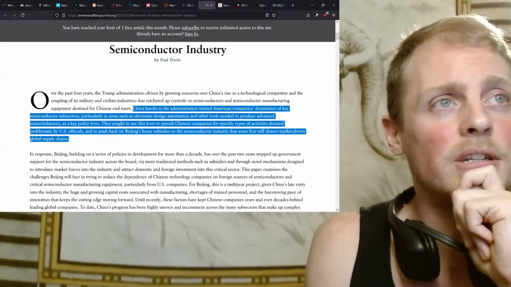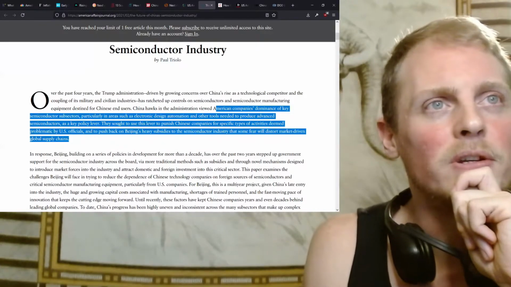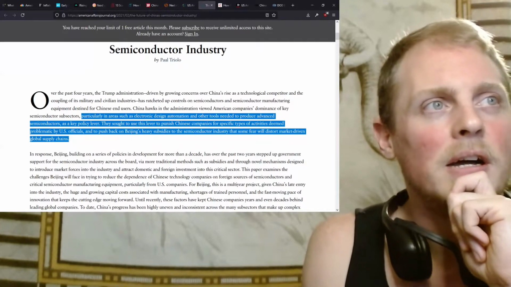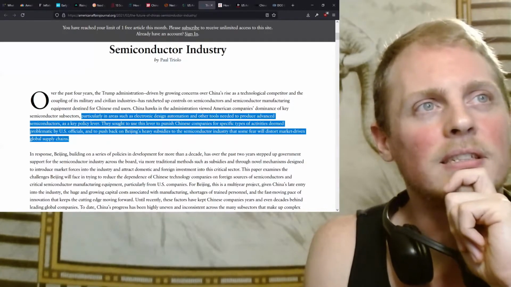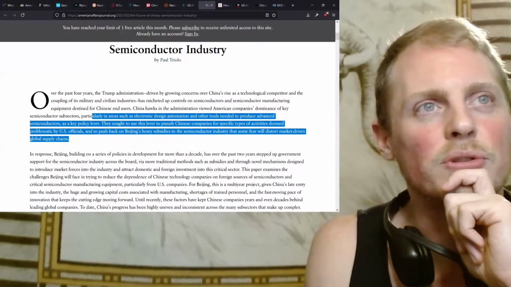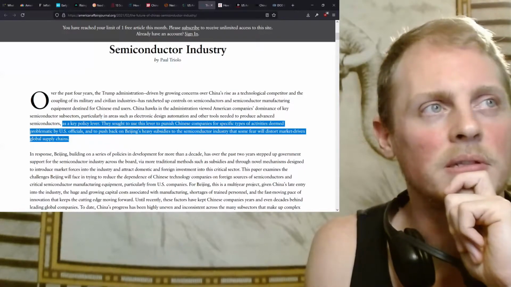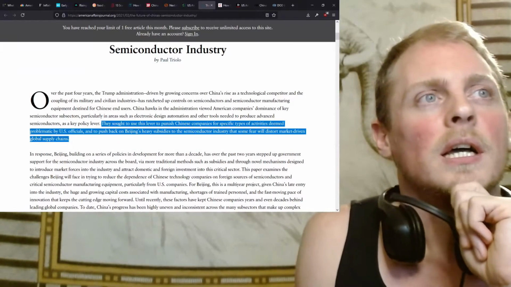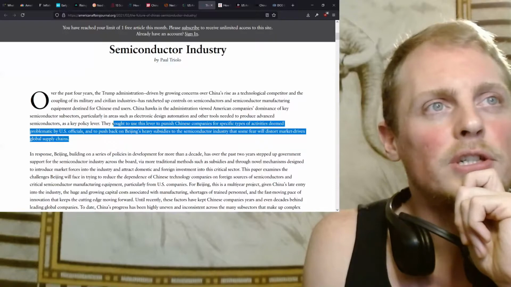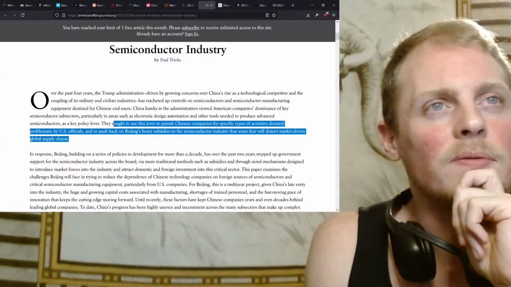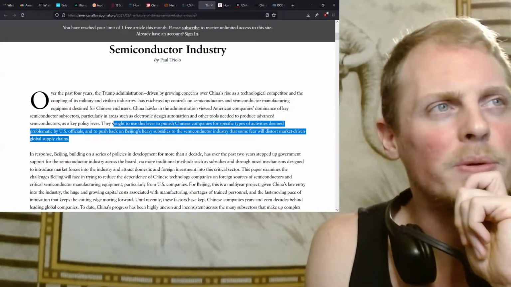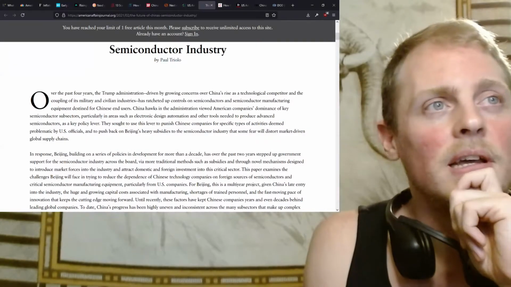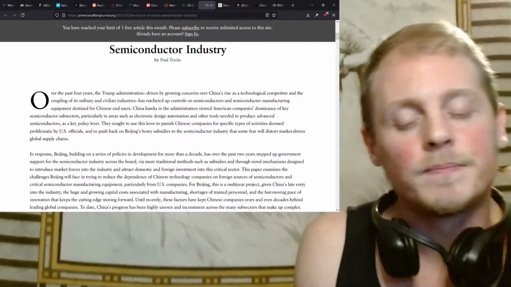So China hawks in the administration viewed American companies' dominance of key semiconductor subsectors, particularly in areas such as electronic design automation and other tools needed to produce advanced semiconductors, as a key policy lever. They sought to use this lever to push Chinese companies away from specific types of activities deemed problematic by U.S. officials, and to push back on Beijing's heavy subsidies to the semiconductor industry.